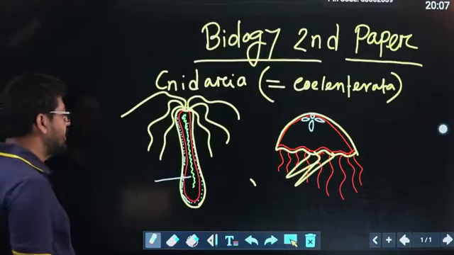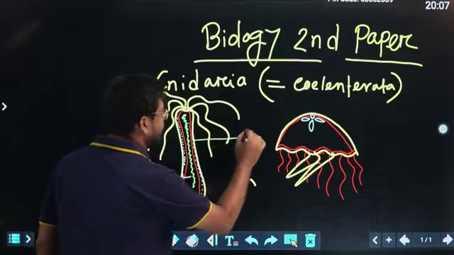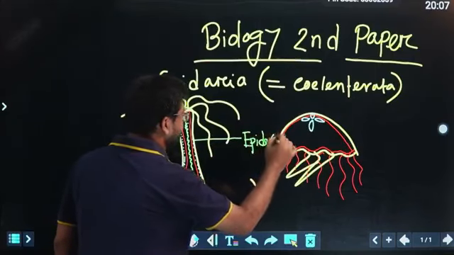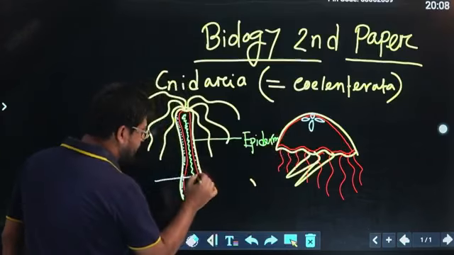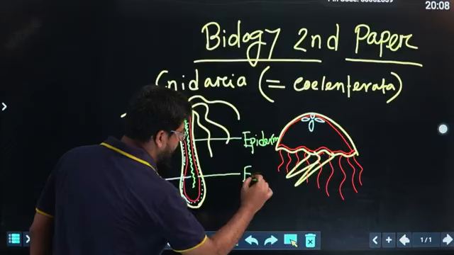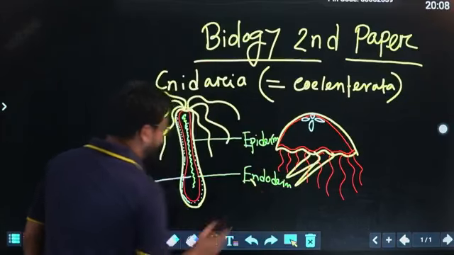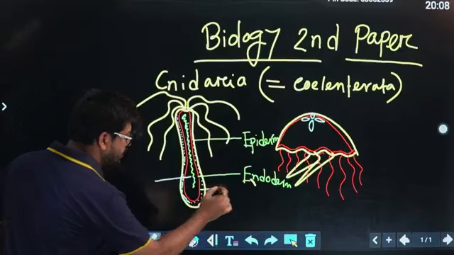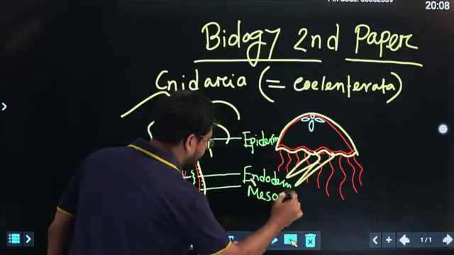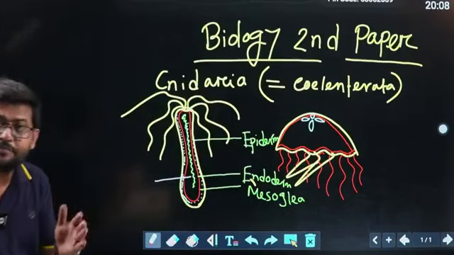This hydra has layers, and from the outer side you can say it is the epidermis, and the inner layer, which is red in color here, is the endoderm. In the middle of these layers there is a cellular jelly-like structure, and it is called the mesoglea. So mesoglea is a kind of structure that helps to separate the linings.